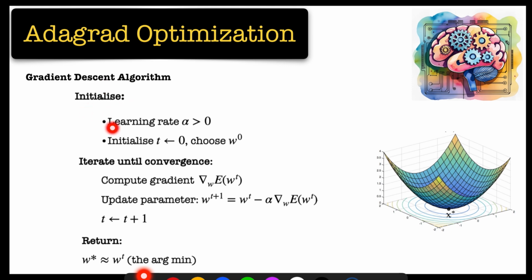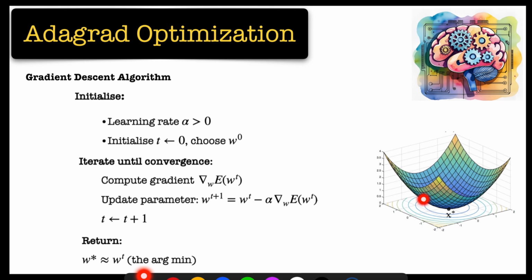We initialize the learning rate. We start with the first iteration, the 0th iteration. We choose some random weights, and then we iterate until convergence. We compute the gradient of the error with respect to Wt, that means the weights at that iteration. Then we update the weight parameters: Wt+1 equals Wt minus alpha times the gradient of the error. And after convergence, we get our optimal weights.